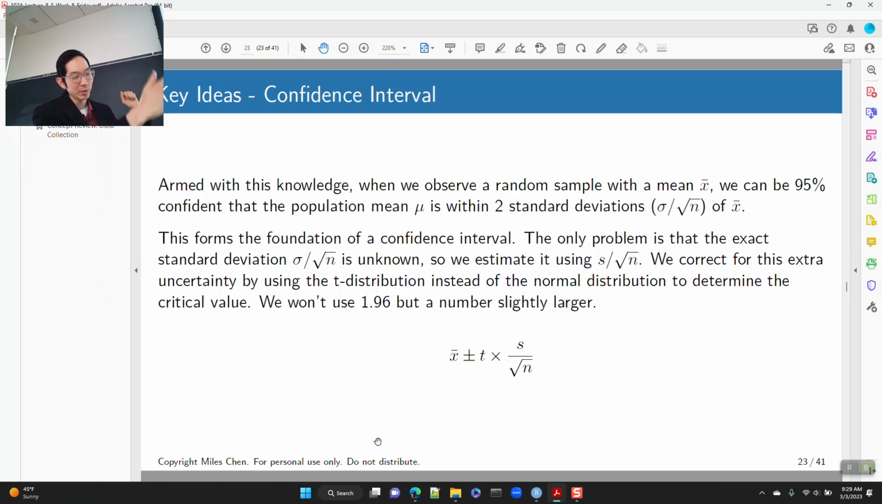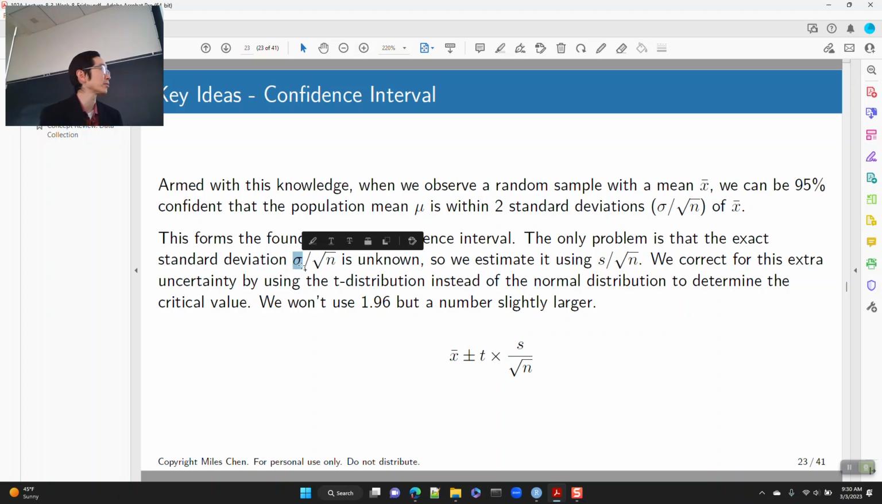We can do the same. If I see my sample mean here, I could be 95% confident that the population mean is within 2 standard errors. Now, one problem is that we don't know what the standard error is exactly, okay? Because the standard error of the sampling distribution is sigma divided by the square root of n, right? And sigma is the population standard deviation. And so usually if you don't know what the population mean mu is, you're not going to know the population standard deviation sigma. So what do we do in this scenario?